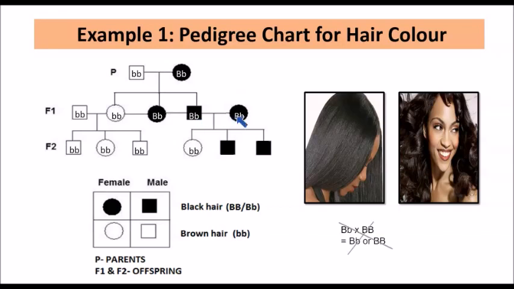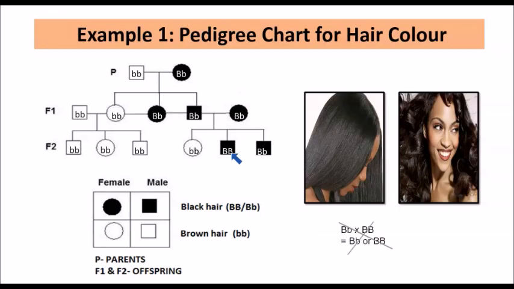So with both parents being heterozygous, we see how this brown-haired girl would have obtained a recessive allele from each parent. So 1 from the father and 1 from the mother. Now what about the 2 black-haired boys? Is it possible for them to be either homozygous dominant or heterozygous? So it can actually be either or. So these two boys can either be homozygous dominant or heterozygous.